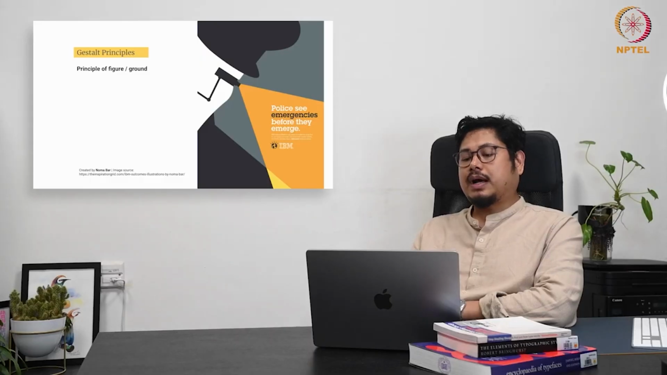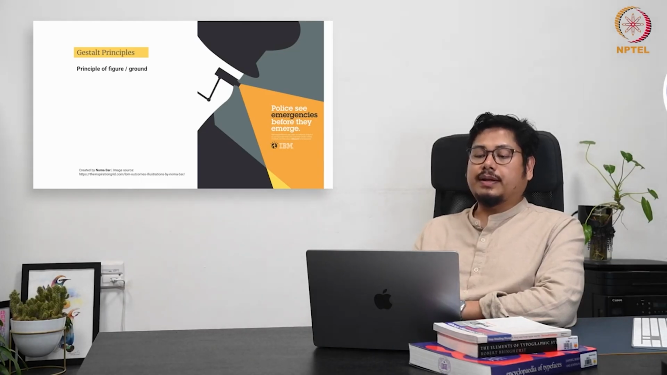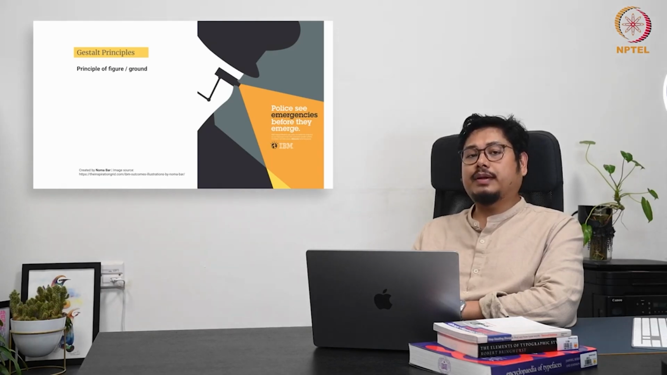Okay, so this is how the use of foreground and background creates a very interesting composition, and it also complements the overall narrative which IBM is trying to project.